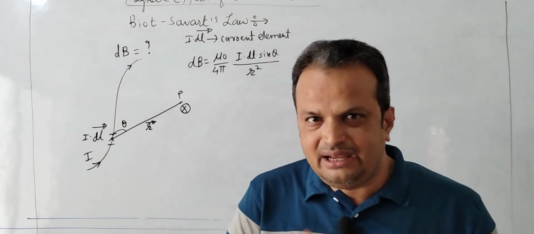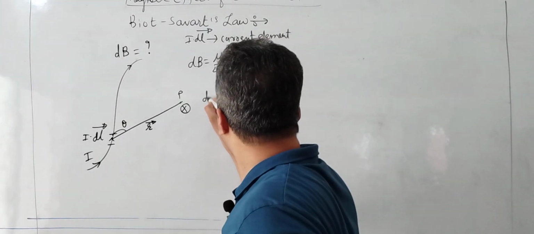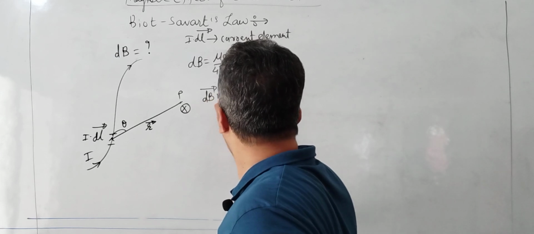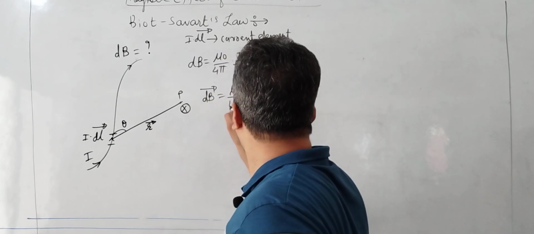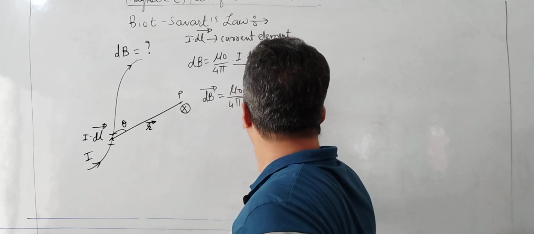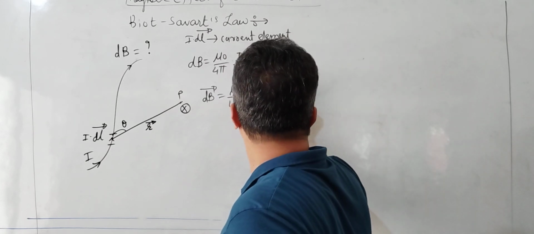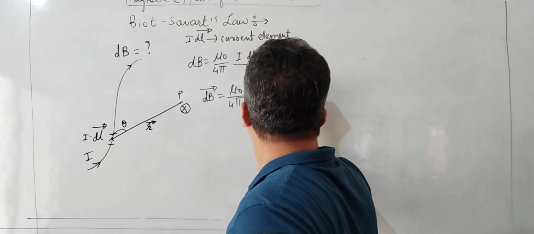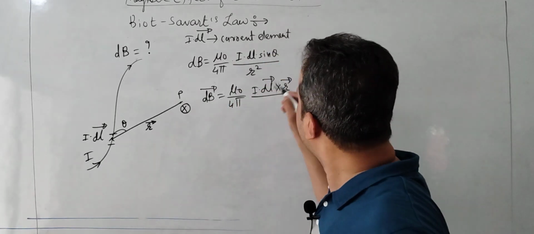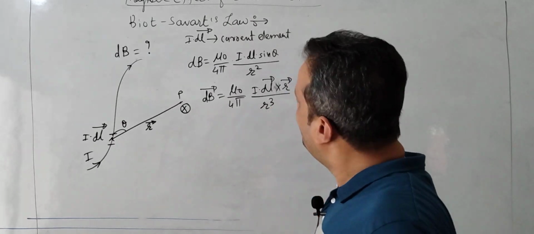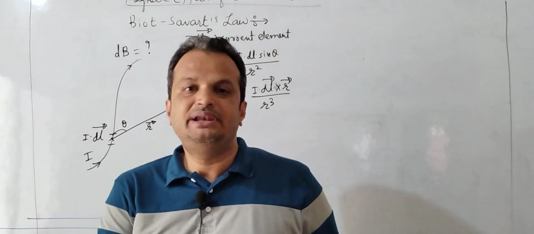If you want to write it in vector form, it is vector dB equals mu 0 upon 4 pi, I dl cross vector r. Instead of sin theta we write vector r, so we have added one r, and here we will write r cube. Now mu 0 may be a new term for you.